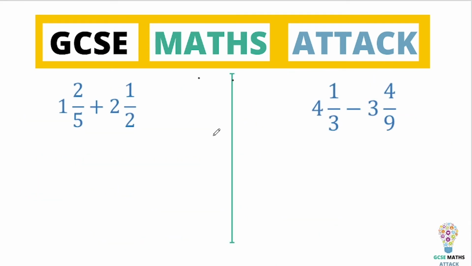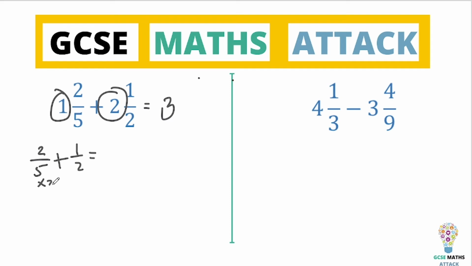Okay guys, so we're told to add 1 2/5 plus 2 1/2. Now how am I going to add this up? There's several techniques of doing this. Some people do it like this. So they add 1 whole plus 2. So 1 plus 2 is 3. And they got 2 over 5 plus 1/2.